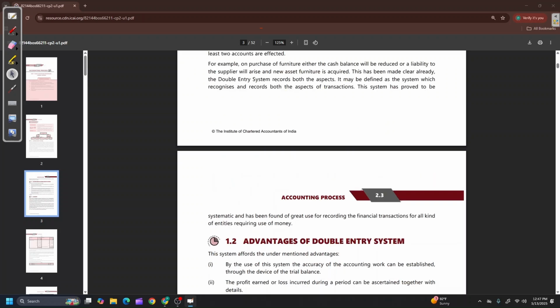So we understood the example, right? You got the furniture, you will either be paying cash or you will be taking it on credit. Credit means udhar. So this system has proved to be systematic and has been found of great use for recording the finances for all kinds of entities requiring use of money. तो बेसिकली इसने कहा है कि कोई भी मॉनेटरी ट्रांजैक्शन है, एनी ट्रांजैक्शन दैट इज जो पैसों से रिलेटेड है, तो उसके लिए डबल एंट्री सिस्टम बेस्ट है. जैसे अभी हमने किया, इट वाज अ डबल एंट्री सिस्टम.